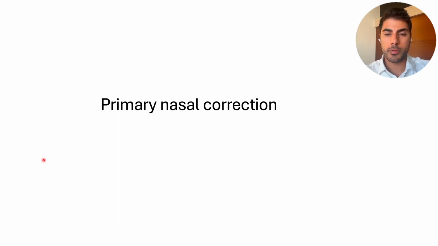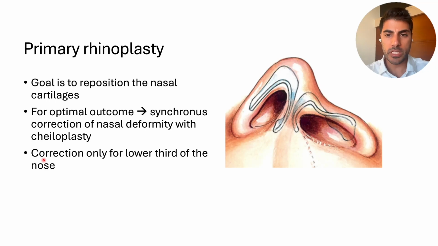Okay. As for the primary nasal correction, the goal in primary rhinoplasty, while performing the cleft lip repair, is to fix these abnormal cartilages. So we want to reposition the lower lateral cartilages of the nose. We do not really touch the upper cartilages or the nasal bone. So what we do first, the goal is to free this cartilage. After freeing it from the surrounding attachments, we reposition the cartilage into the right position.